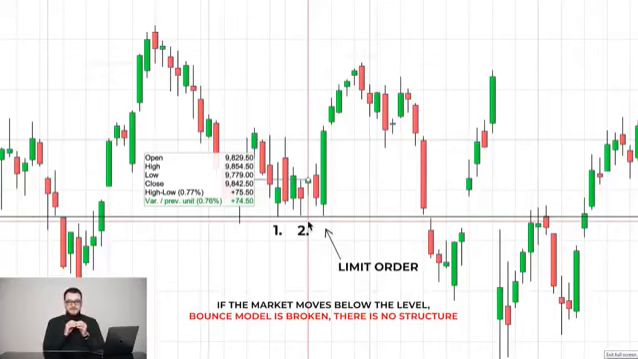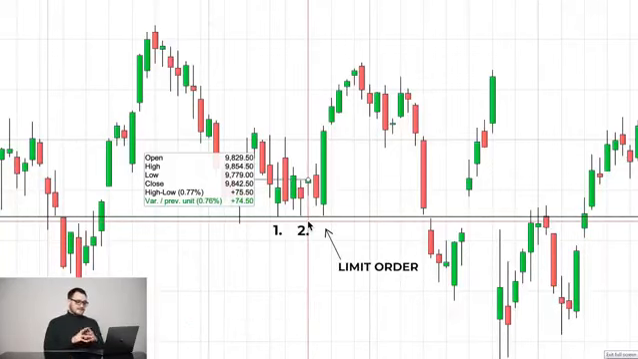So if the price actually moves lower, then that means that the bounce structure is gone and there is no reason to stay in the trade. So my stop here would be really, really short, a few points. And I would check the ATR, I would check the range, I would see what kind of an expectation I could have from this precise bounce trade. And I would then calculate my take profit.